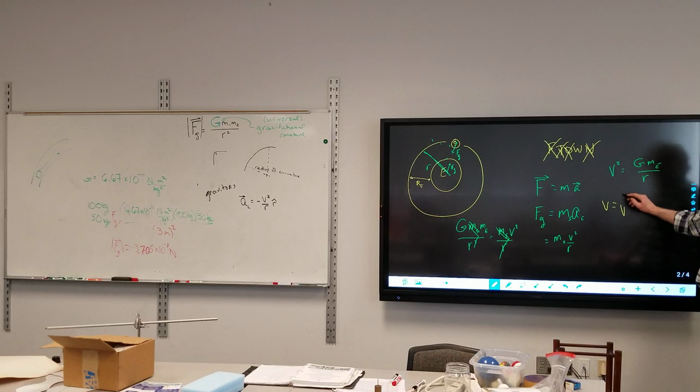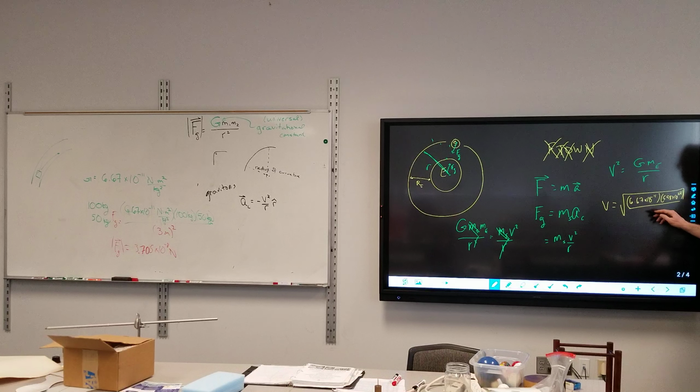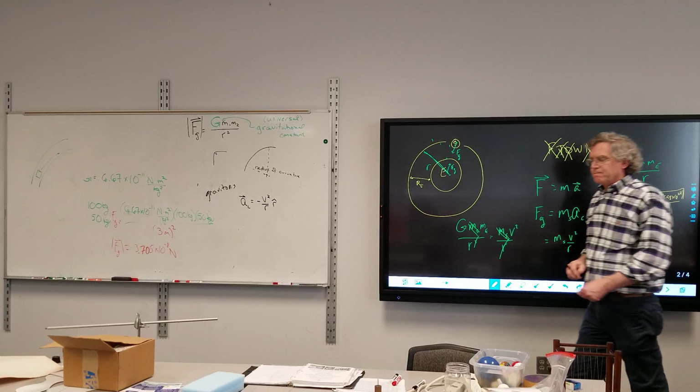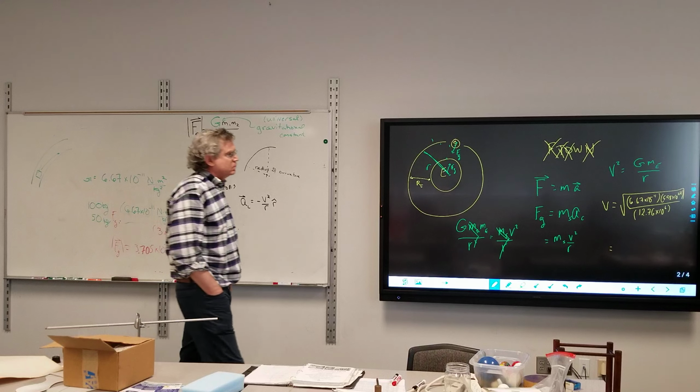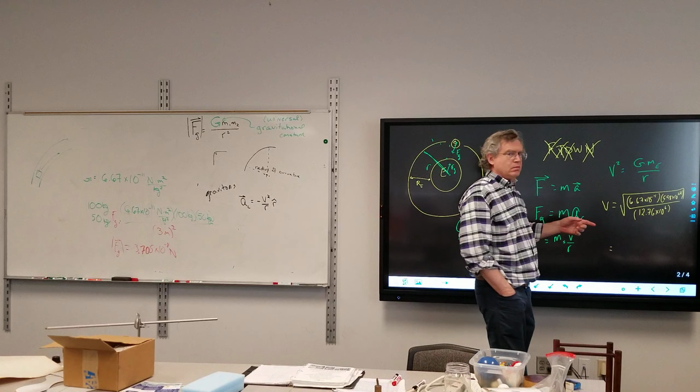So V is the square root of 6.67 times 10 to the negative 11 times mass of the Earth, 5.98 times 10 to the 24th, divided by 12.76 times 10 to the 6th. No, not squared. The 12.76 times 10 to the 6th, that's 6.38 times 2. Okay.